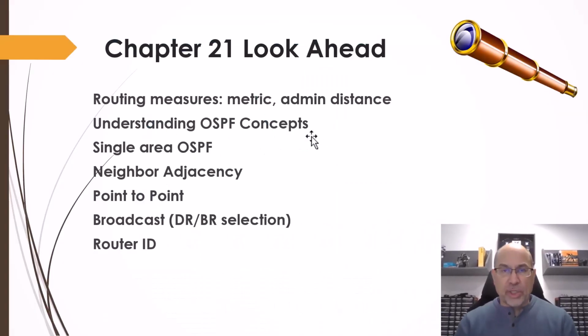The reason we wanted to make sure we had a handle on this chapter, and we wanted some troubleshooting tools, is that we really wanted to understand our static routing and really be able to troubleshoot it. Why? Because we're about to do OSPF. So the Chapter 21 look ahead is routing metrics. We're going to talk about metric and admin distance and even prefix length. Understanding OSPF concepts, we're going to do a single area OSPF build. We're going to talk about adjacency, point-to-point areas, broadcast areas, and the router ID. Going to be very exciting, our first routing protocol.